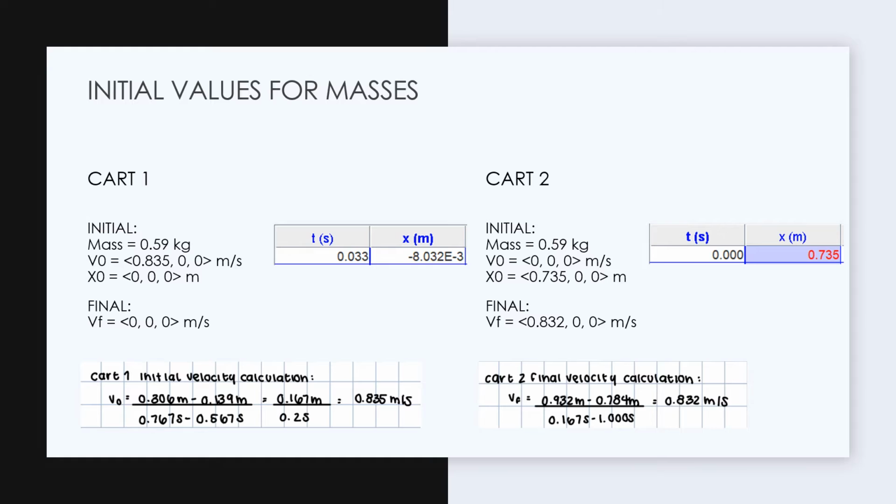The data collected regarding the x position of the cards was compiled into a graph of position versus time through Tracker and was moved into a Google Sheets document for later use. This allowed me to find the initial position of the first cart, which is at the origin, and the initial velocity, which is 0.835 meters per second in the positive x direction. For the second cart, I was able to find the initial position to be 0.735 meters to the right of the origin with an initial velocity of 0 meters per second. Additionally, the mass of both carts was 0.59 kilograms.